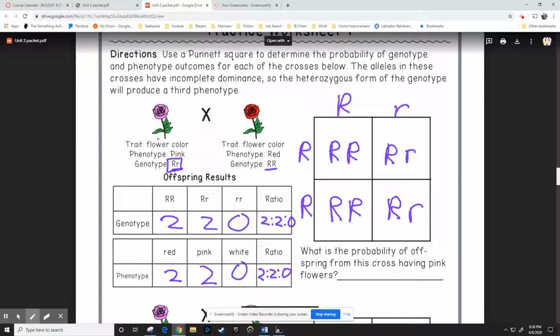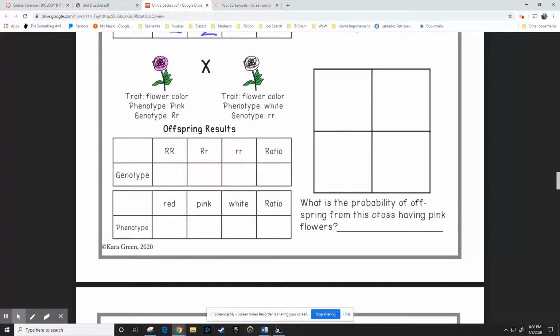What's our probability of the offspring having pink flowers? Well, we just said that 2 out of every 4 will have pink flowers. The other 2 out of the 4 would be red. All right, what is 2 out of 4? Well, if you make 2 out of every 4 shots, you are shooting 50%. You have a 50% probability that your offspring will be a pink rose. I'll do this one as well.